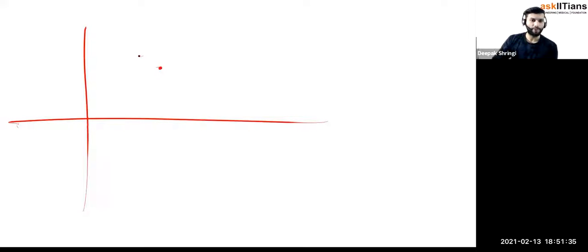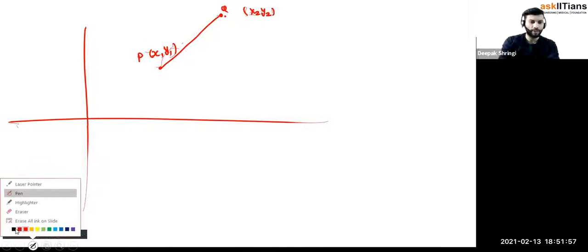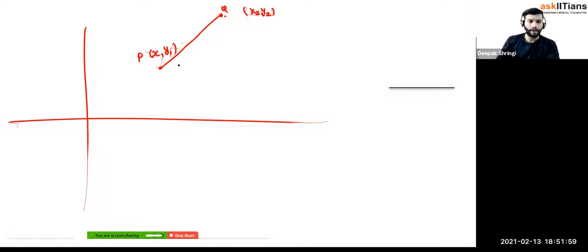Let's say you have point P over here, and the coordinate of point P is x1 comma y1. And there is another point Q over here, and the coordinates of point Q are x2 comma y2. Now what is our target? Our target is to find the distance between P and Q. To get the distance, I am doing a bit of construction. I am dropping a horizontal line and a vertical line. That becomes a 90 degree right angle triangle PQR.